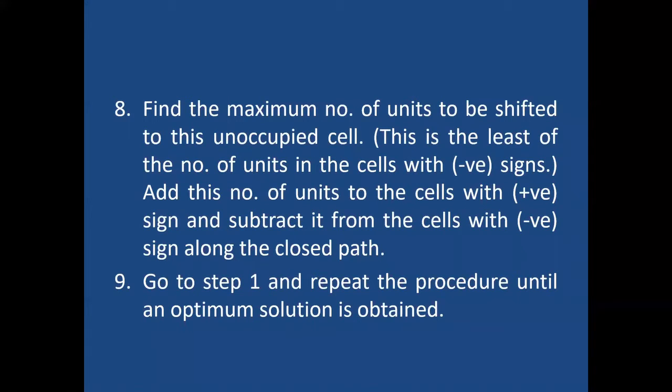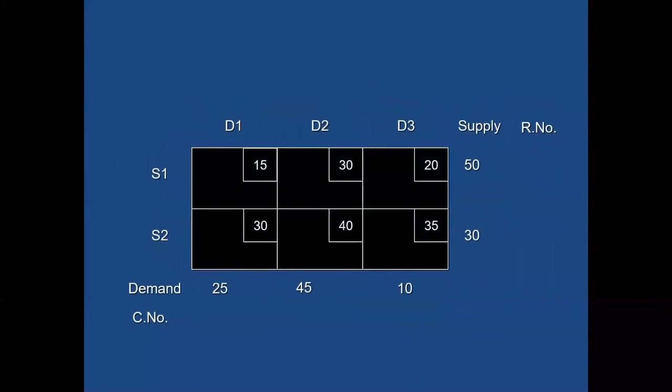Okay. To take an example, if you remember, we had solved a problem which had 2 rows and 3 columns. The supply was given to us as 50, 30, demand 25, 45, and 10. And using the northwest corner, I had got a solution. And this was the solution which we had got using the northwest corner.